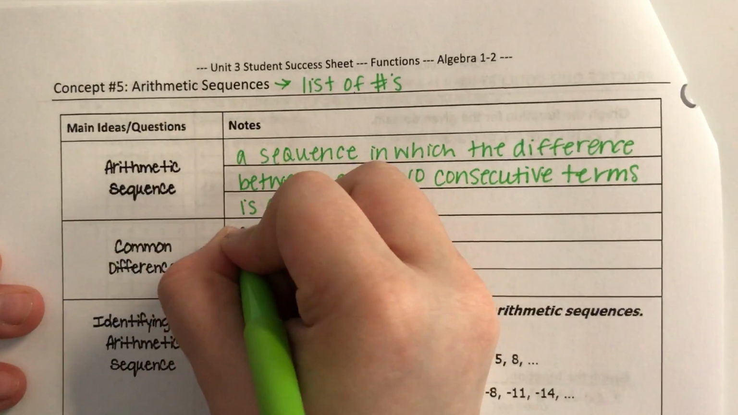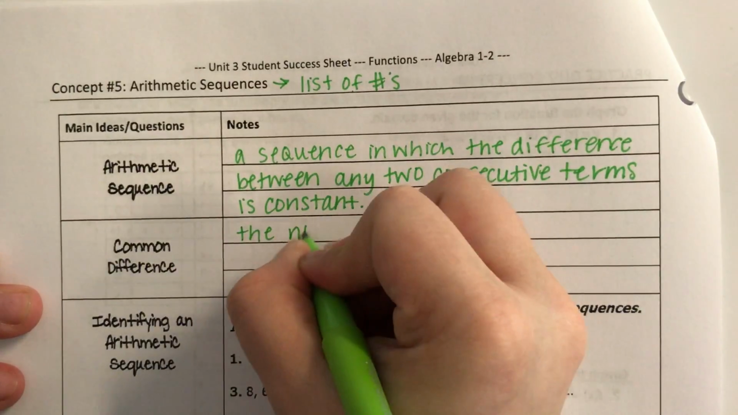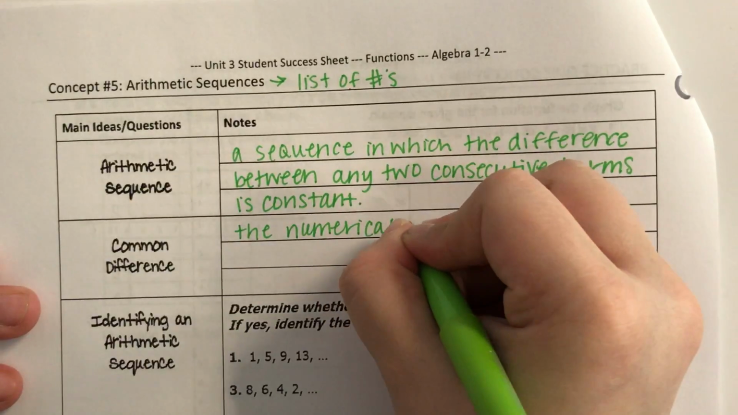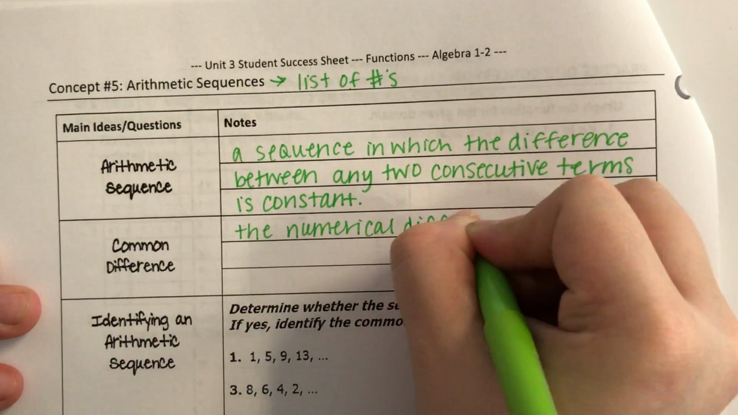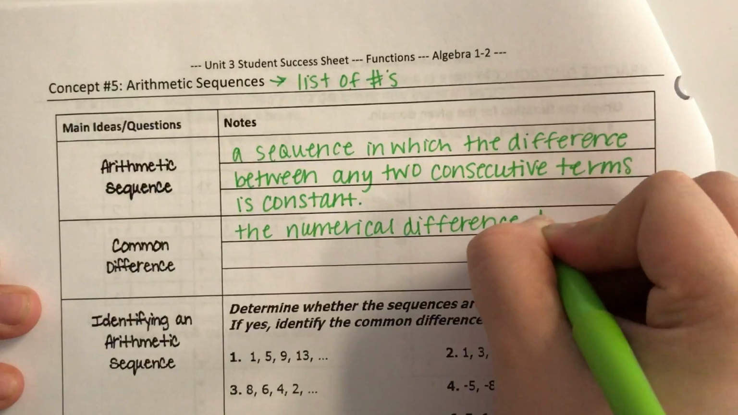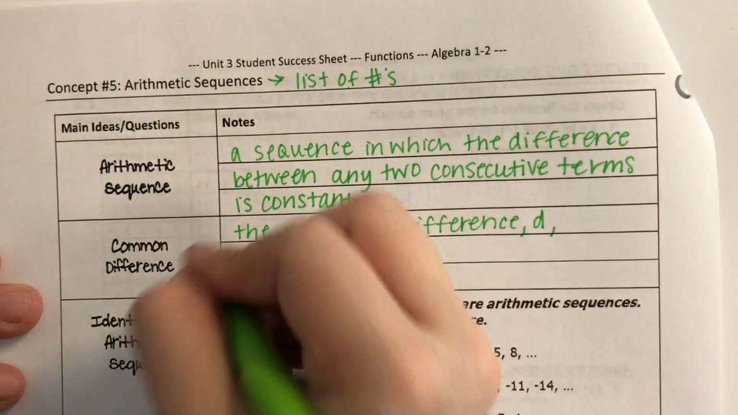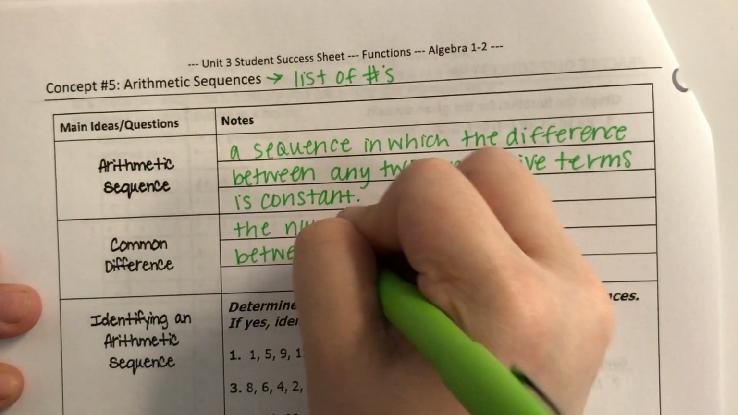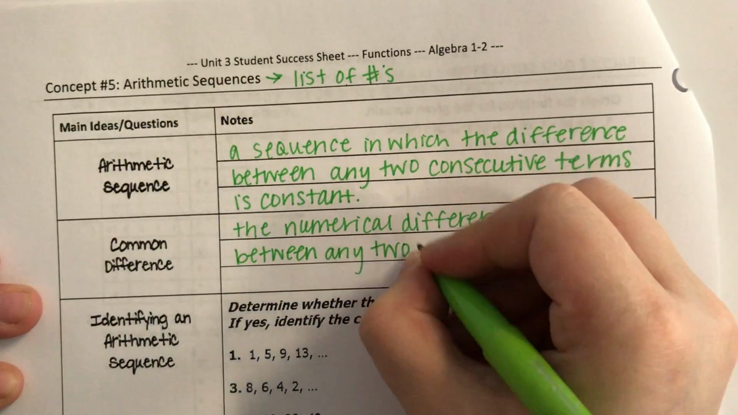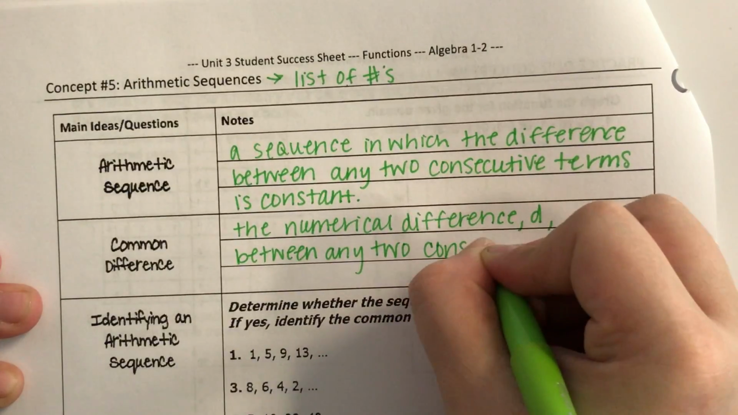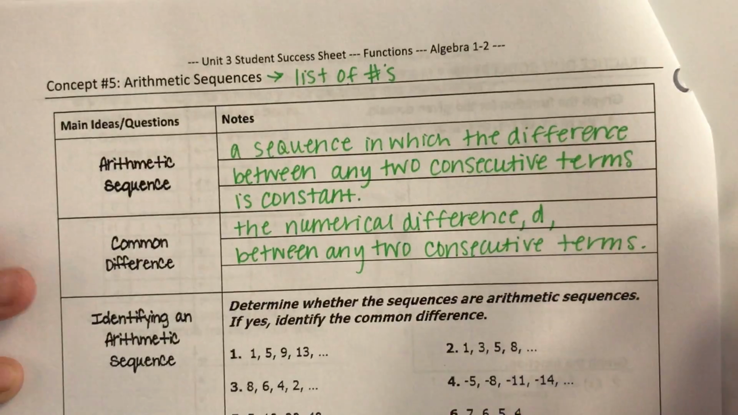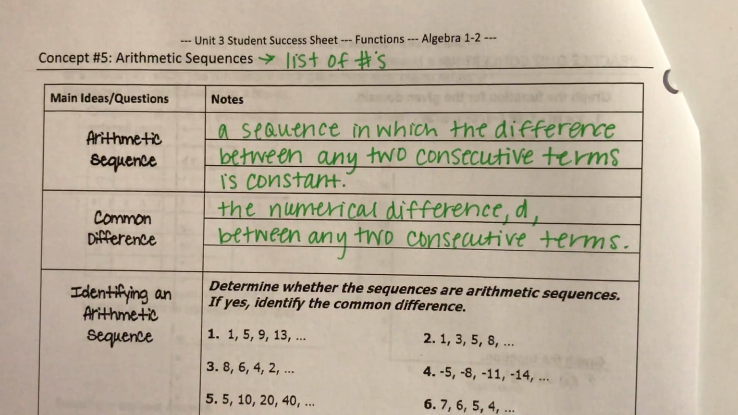So the common difference is the numerical, which meaning it's a number. The numerical difference, we call it D for difference, between any two consecutive terms. Remember, consecutive means they're right next to each other. Okay, so that is an arithmetic sequence and a constant difference, or common difference.